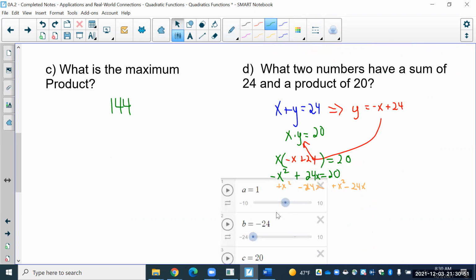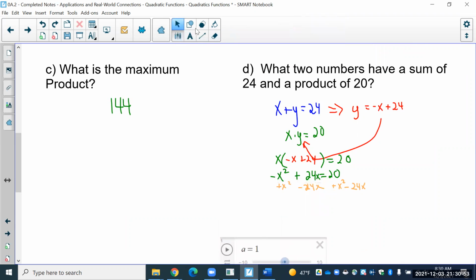And so that's going to come out to, we'll get to that in a little bit. That's going to come out to 0 is equal to x squared minus 24x plus 20. And that's going to give us an A, a B, and a C, right? I have an A here, a B here, and a C here. And I'm going to go into Desmos now and solve it.